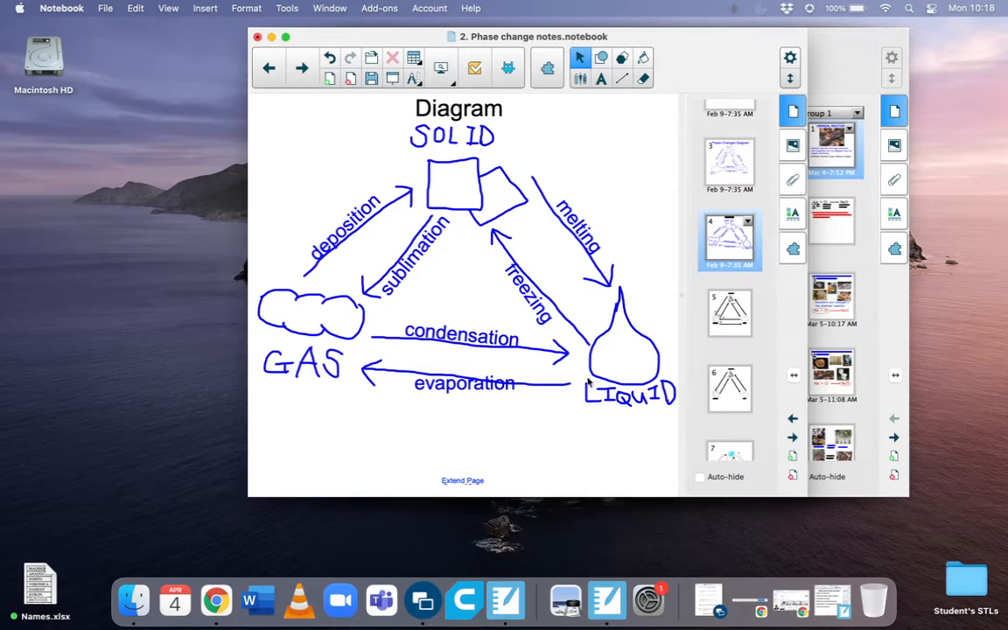The molecules are moving faster, just like we did in the gizmos. The liquid is evaporating into a gas. And when you go the reverse way, you're cooling a gas down and turning it back into a liquid. That's called condensation. All right.